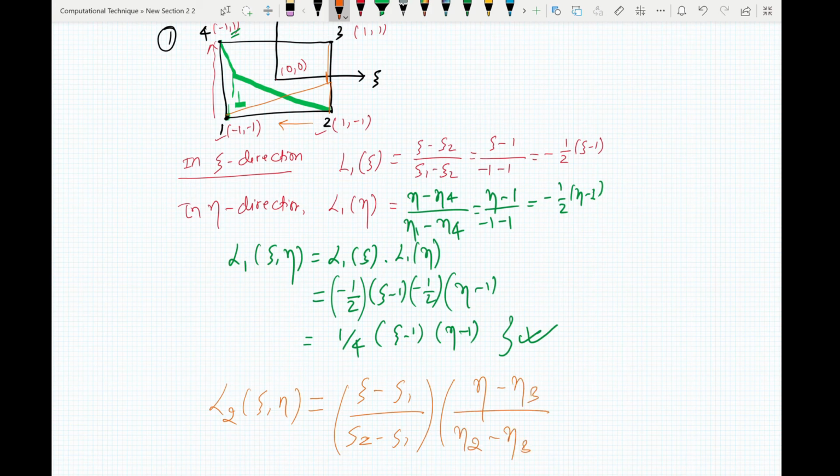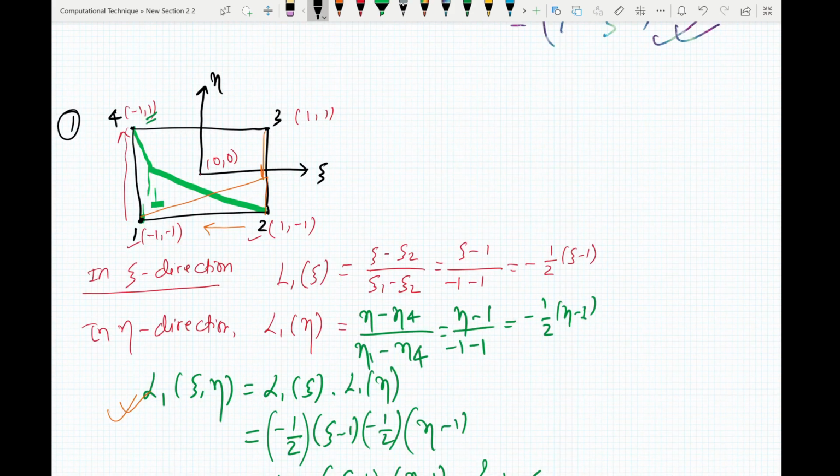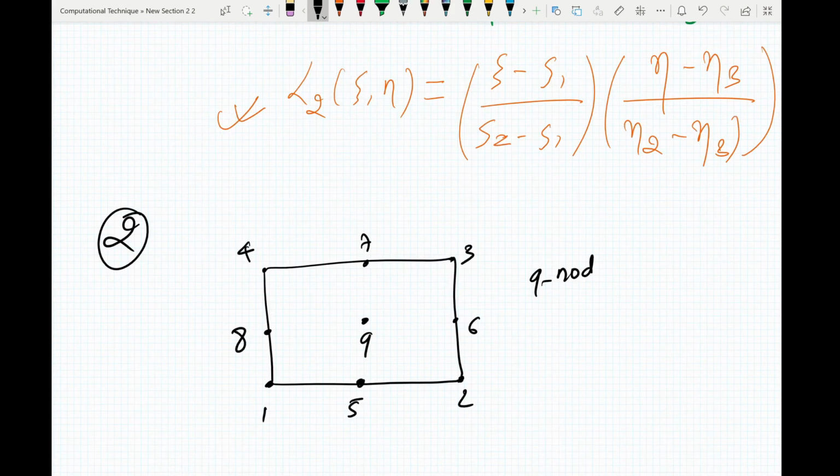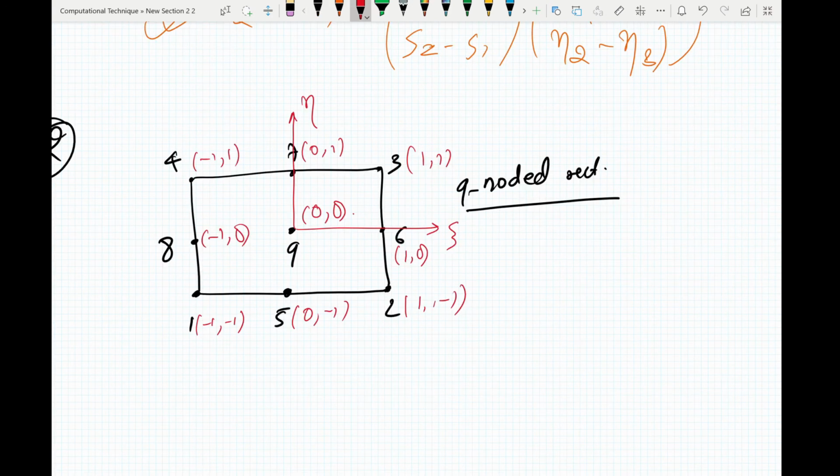Now you can plug in the values and get your L2 as well. So this is your shape function for the second node, and this is the shape function for node number 1. Let's say you have a 9-noded rectangular element, and you want to find your shape functions using the Lagrangian method. For this case, you want to find your shape function for N1.